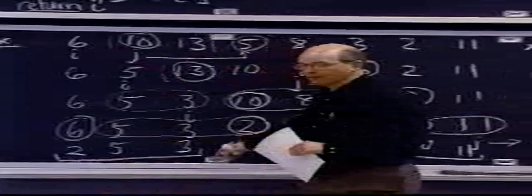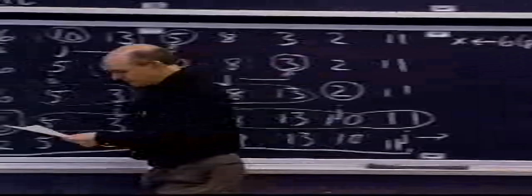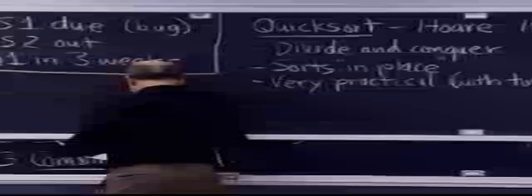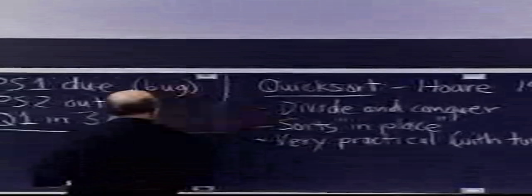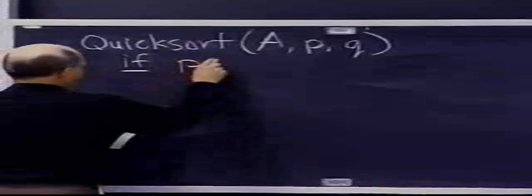Okay, any question about the partitioning algorithm? Okay, let's give the actual code for quicksort. Pseudocode, that is. Got a lot to do today. So here's the code. It's pretty simple once you have the partitioning algorithm. Quicksort of A, P and Q. It basically goes like this.